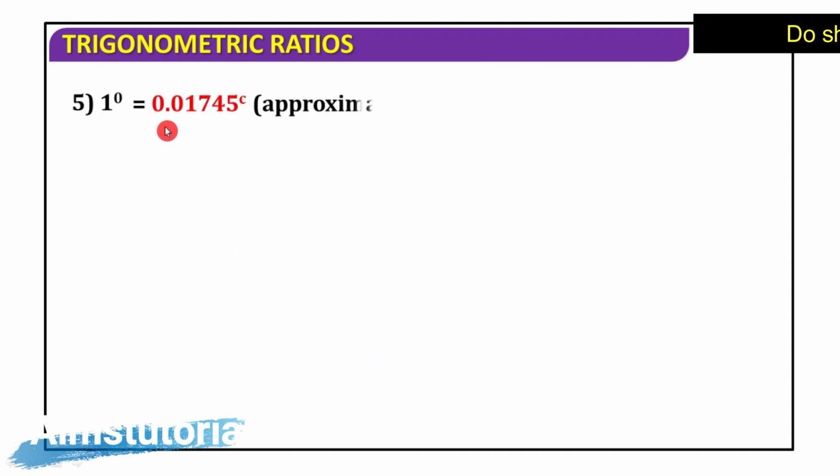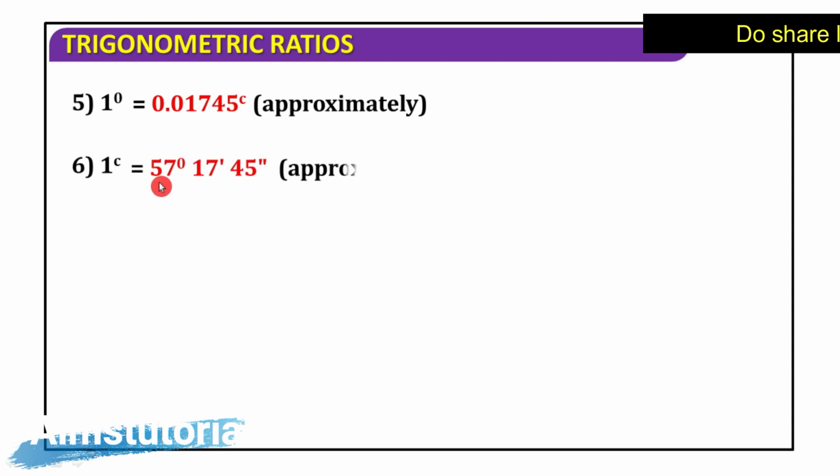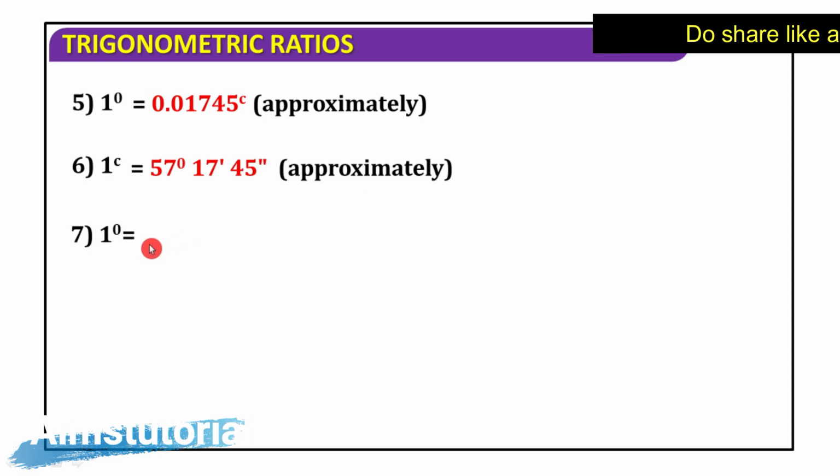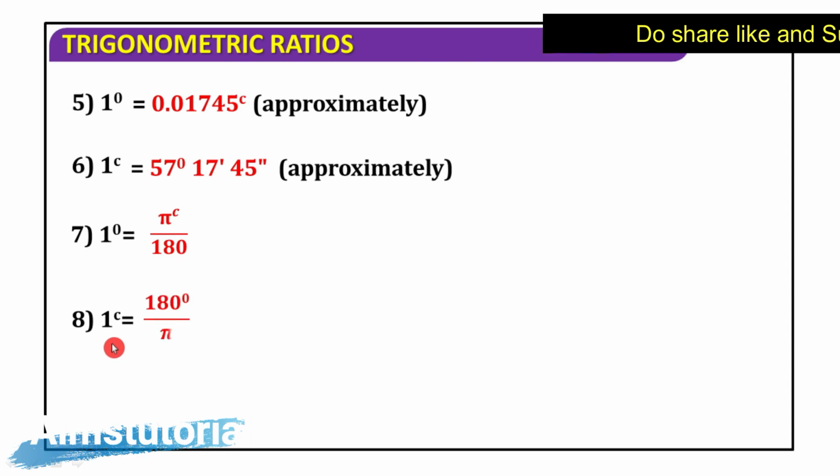1 degree equals 0.01745 radians approximately, and 1 radian equals 57 degrees 17 minutes 45 seconds approximately. 1 degree equals pi by 180 radians, or 1 radian equals 180 by pi degrees.